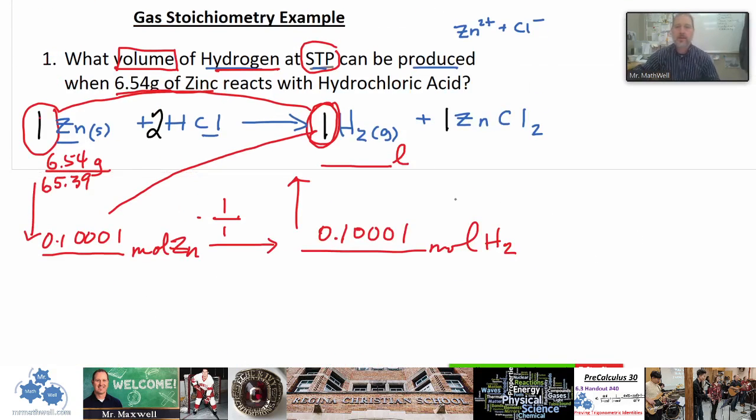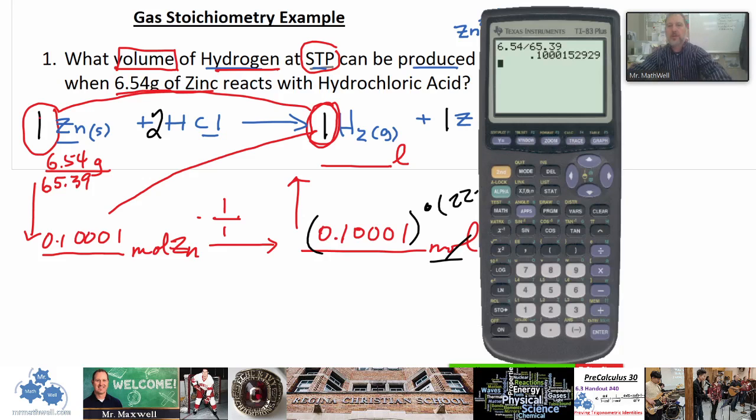I'll do this in black here so you can see. So this number times 22.4. This is moles, this is liters per mole. The moles are going to cancel out. We're going to be left with liters. Awesome. So I'm going to get back on my calculator. I'm going to use that whole decimal. And I'm just going to go times 22.4. Multiply going away from moles always.